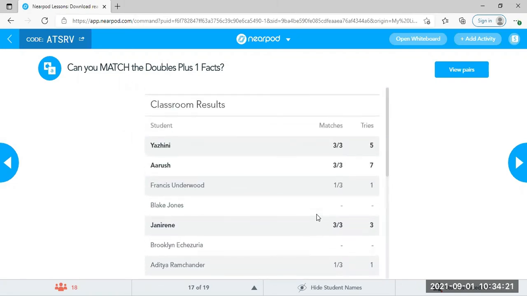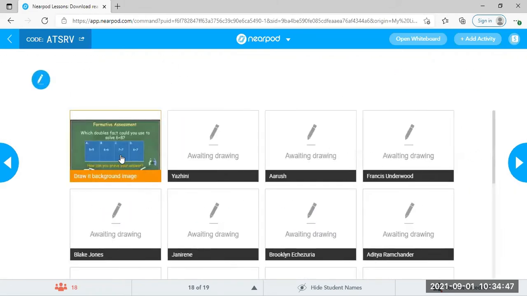Once again, I will post this so you can practice it later. Maybe when you're driving around town doing your chores, you can log into your Nearpod and practice this again. Looking for the new strategy: which double fact can help us solve a nearby equation? Okay, we're going to stop. Don't worry about it. If you didn't finish, I still love you, okay? And if you didn't get a chance to do it, you don't have to. You can do it later.